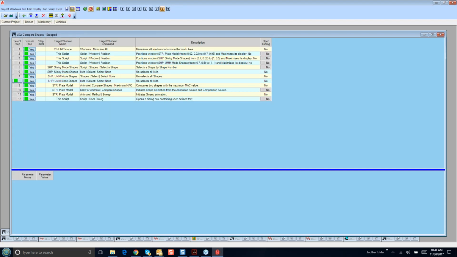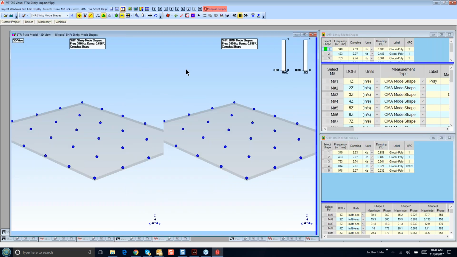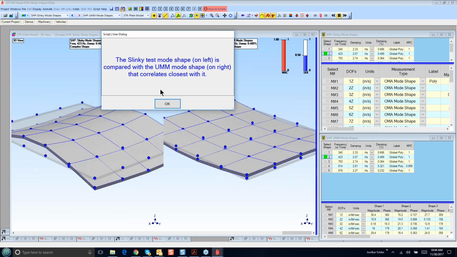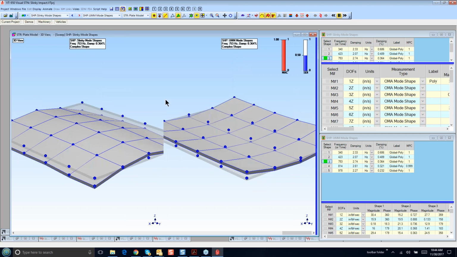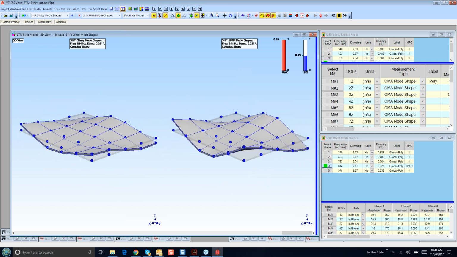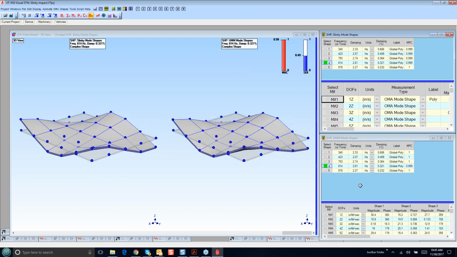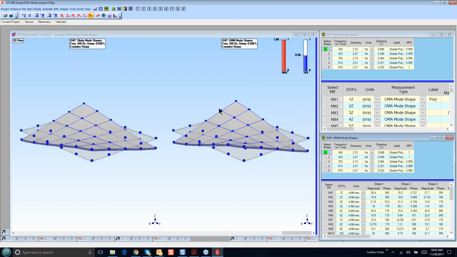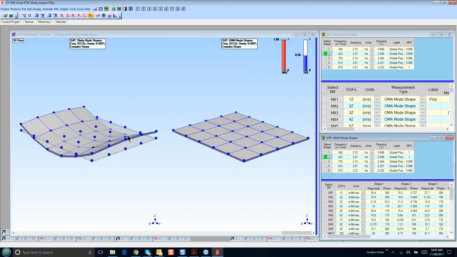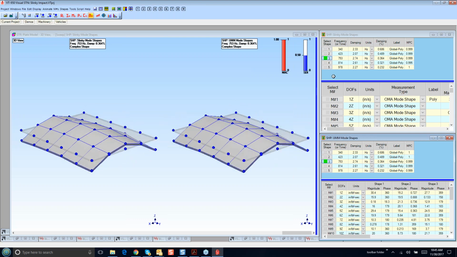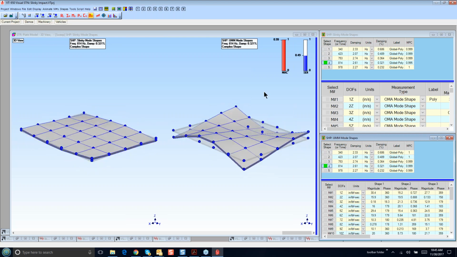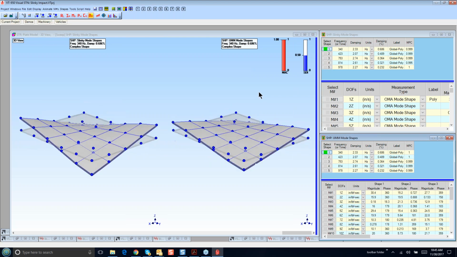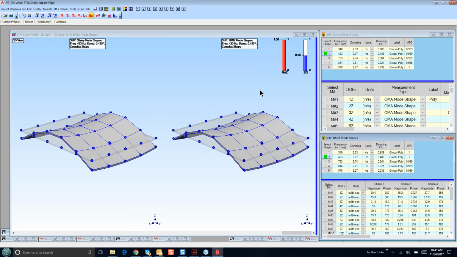So let's go through here and animate these. We're going to compare the mode shapes that we got out of this Slinky test. Okay, Slinky test mode shape on left is compared with the UMM mode shape on right that correlates closest with it. So this is a feature of our comparison display that we often use. We compare ODSs with mode shapes. We compare FEA mode shapes with experimental. So here what we're comparing is the result of the Slinky test on the left with an animated shape of the UMM mode shapes that we started with. That's what we call a modal model, and we synthesized impulse responses using the modal model, and then we went and post-processed and got the FRFs. So we did all that.